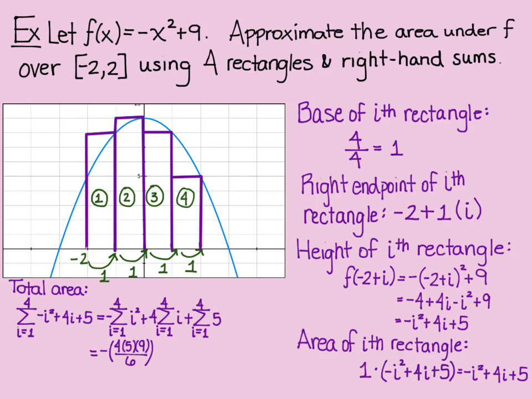So I end up with negative, and then the formula for i squared, plus 4 times the formula for i, which is just n times n plus 1 over 2, plus 5 times the formula for the sum from 1 to 4 of just 1, which is 5 times 4. So we can simplify everything and we end up with negative 30 plus 40 plus 20, or positive 30. So the area under this curve is approximately 30.